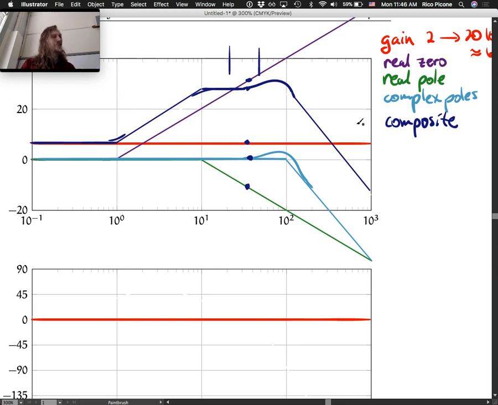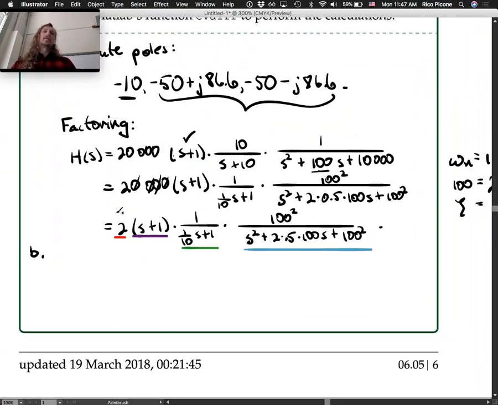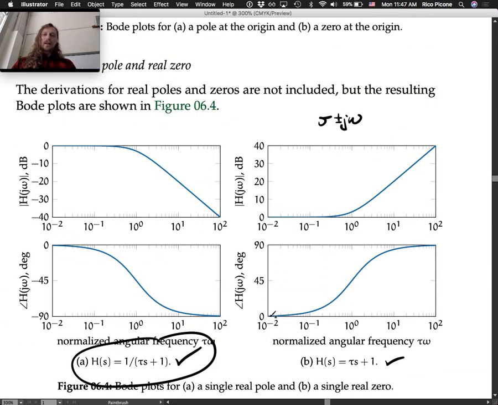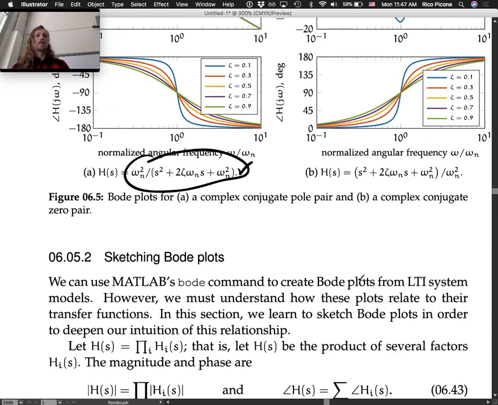Okay, we gotta do phase. These contributions, the real zero hits first, right? So let's go back and review what the real zero does in terms of phase. It contributes positive 90 degrees. The transition goes from zero, through 45 degrees at the break frequency. Typically our straight line approximation is one decade below to one decade above, with a straight line in between that goes through 45 degrees. That's our contribution. So we'll draw that on there.